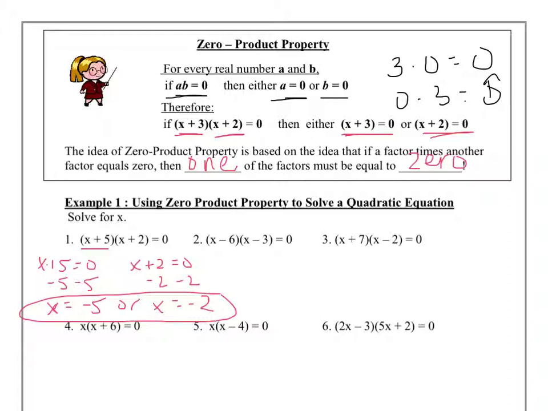Okay, let's do another one. Here the first term, x minus 6 is equal to 0. And the second one, x minus 3 is equal to 0. Solve for x in both. Here I have x is 6. And x is 3. Okay, so 6 or 3. Alright, so please pause the video and try number 3 on your own.